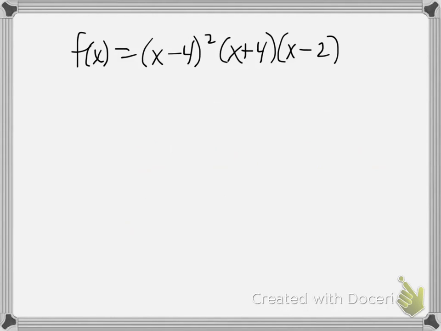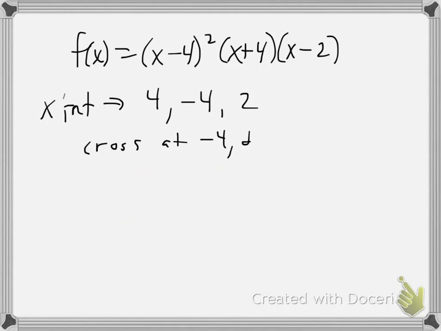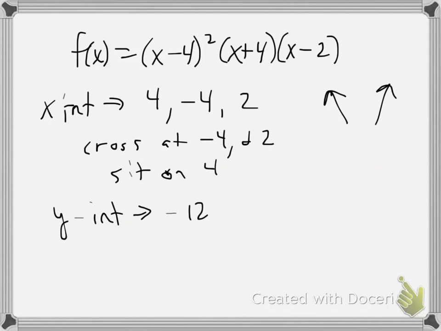The last question asks us to pick out the graph that is our function. And what we're going to do is we're going to take our x-intercepts. Okay, so we've got x-intercepts of 4, -4, and 2. All right, we're going to cross at -4 and 2. We're going to sit on 4. All right, both ends point up, and our y-intercept is negative 128.